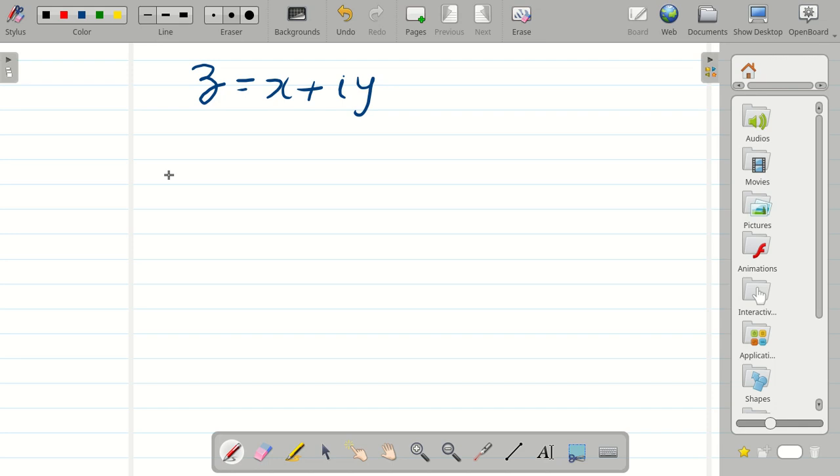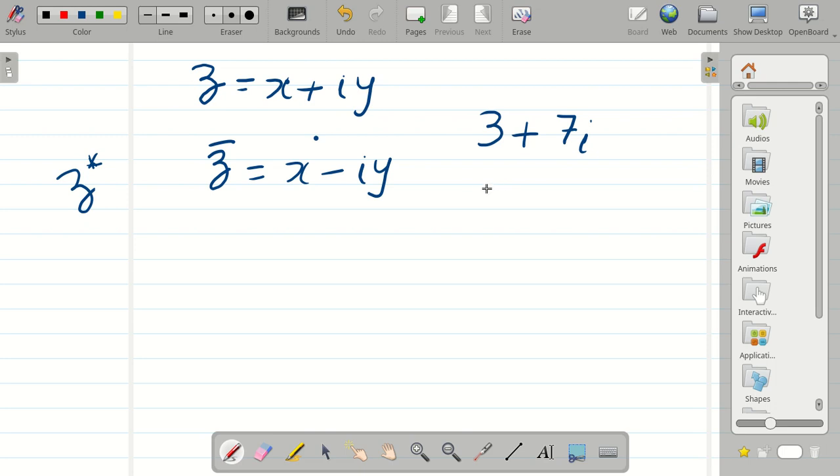For example, the complex conjugate, which I'm going to denote by z bar. In some books they might use z star also. So z star or z bar is simply x minus iy. If you have a complex number 3 plus 7i, then what will be the complex conjugate? Yeah, you're right, 3 minus 7i. So the logic is replace i with minus i.